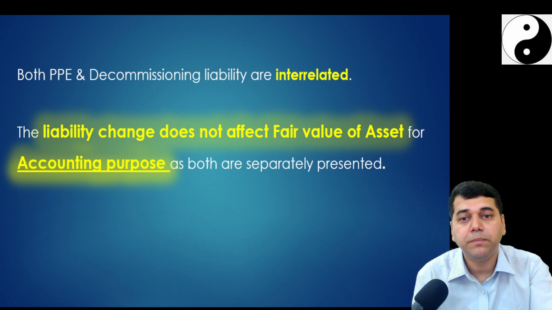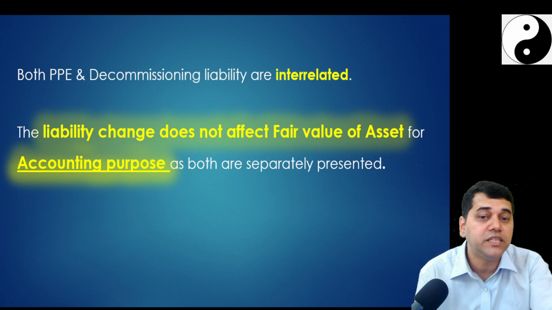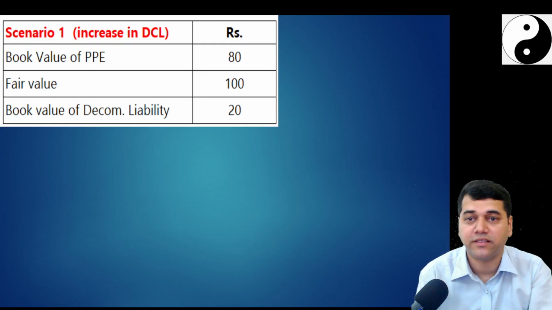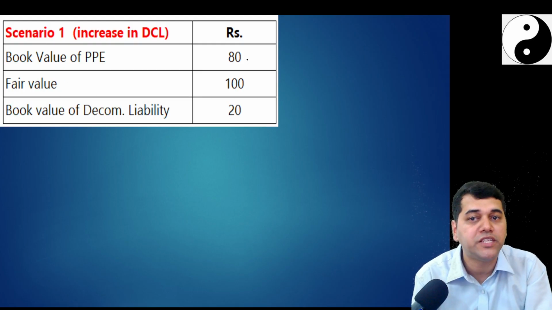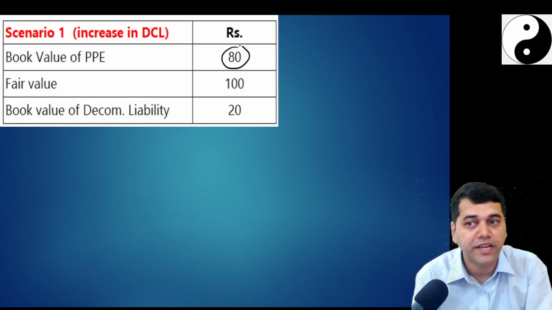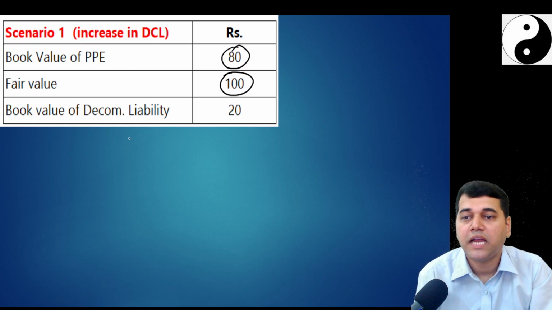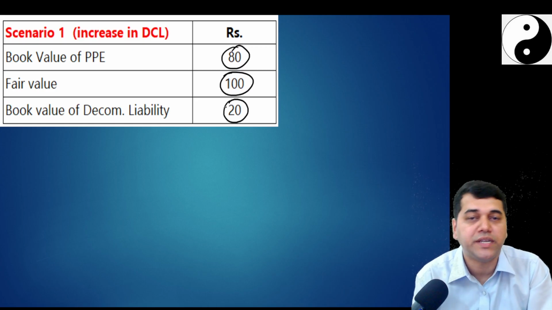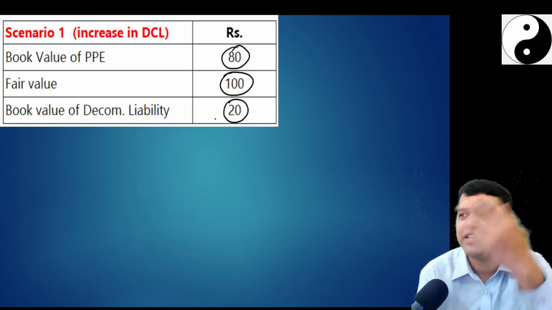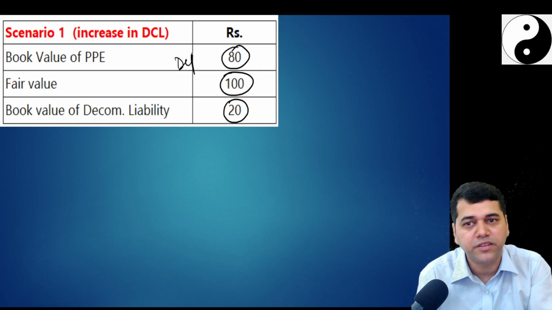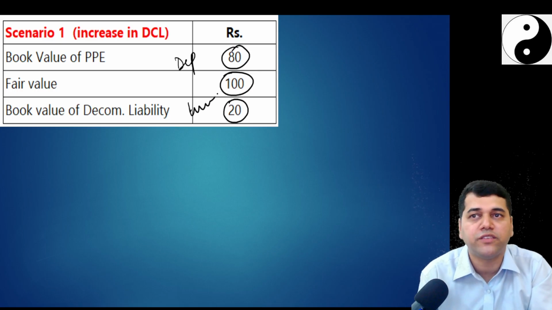Now, both are interrelated, but the liability change is not going to affect the fair value for accounting purposes. Let us take one scenario. Understand this example. Book value of the PPE is 80 rupees. Its fair value is 100. And book value of the decommissioning liability is 20. Whichever year, leave it. From the beginning, it has come now. This has come after depreciation. This has come after unwinding of discount.